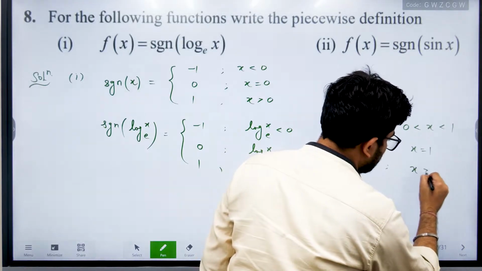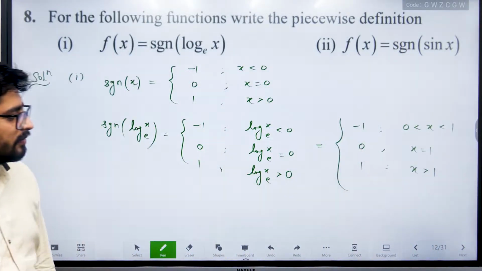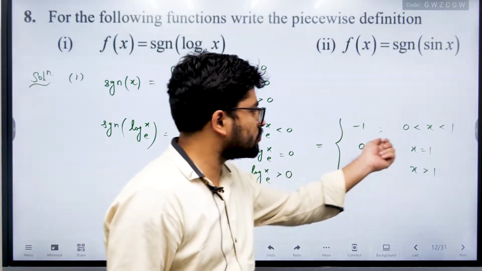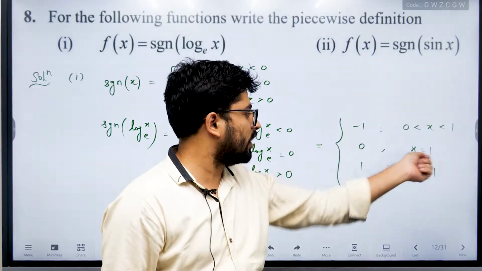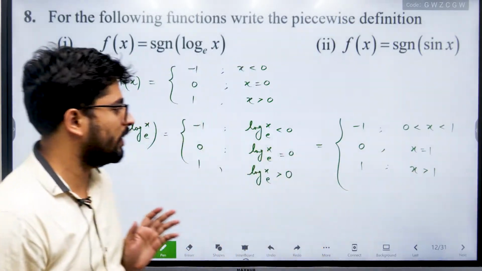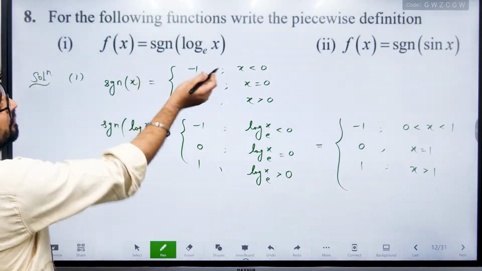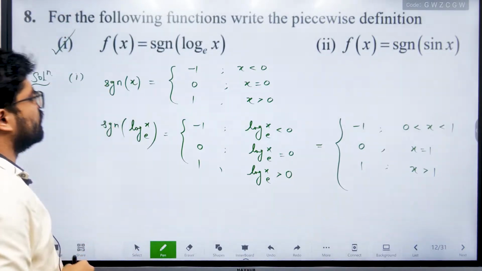So, x is what? x is greater than 1. Okay. So you can say signum of ln x is minus 1 whenever x is from 0 to 1, 0 at 1, and whenever x is greater than 1, the value is 1. Okay, next thing. So this is the piecewise definition for your function.